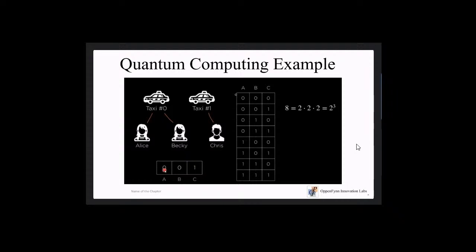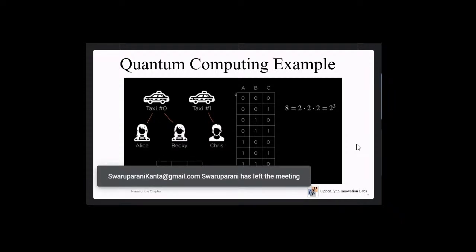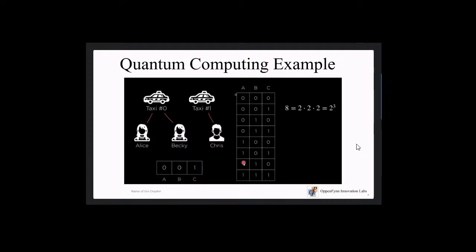And let's say the 3-bit number that you have is 001. So what this 001 represents is that Alice goes in taxi 0, Becky goes in taxi 0, and Chris goes in taxi 1. Similarly, to find all the possible ways in which these 3 people can travel, all you have to do is list out all the possible 3-bit combinations. And as you know, you have 8 combinations possible.